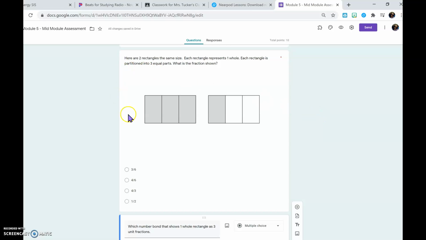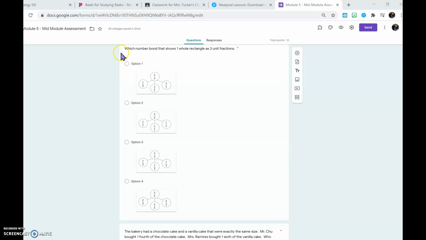Okay, here are two rectangles, the same size. Each rectangle represents one whole. Each rectangle is partitioned into 3 equal parts. So this is one whole and this is one whole. They're both partitioned into 3 equal parts. What is the fraction shown? Remember what happens when you have more than one whole.